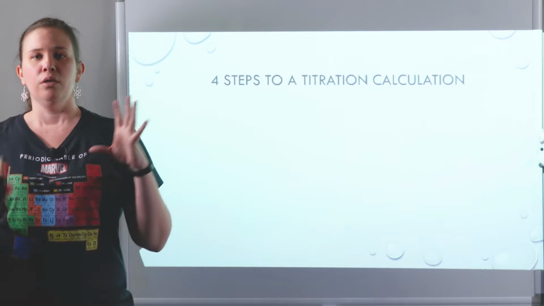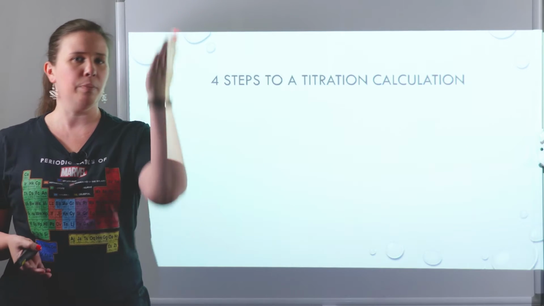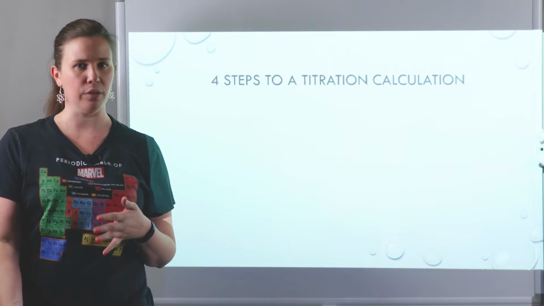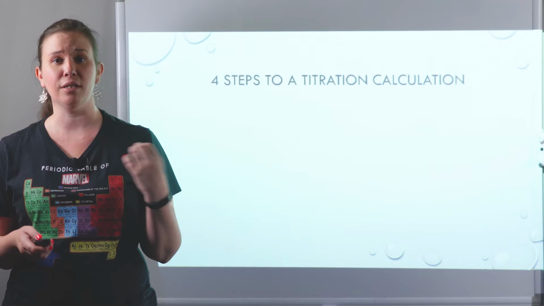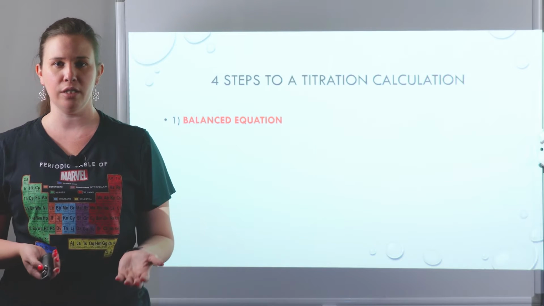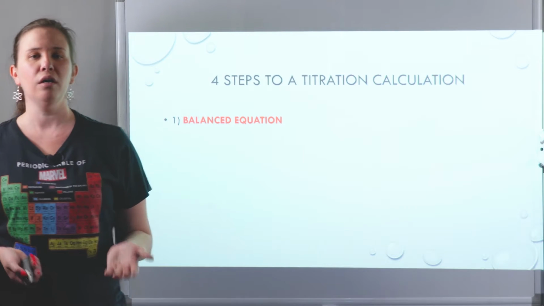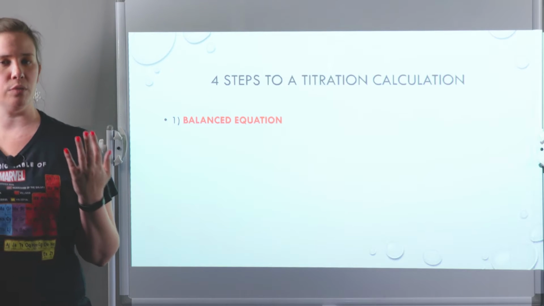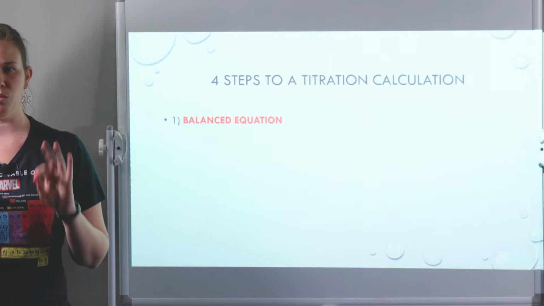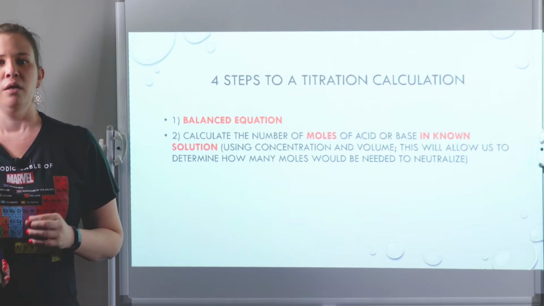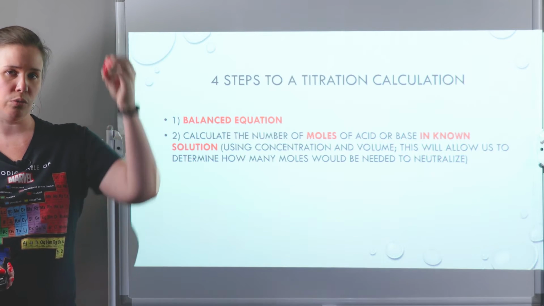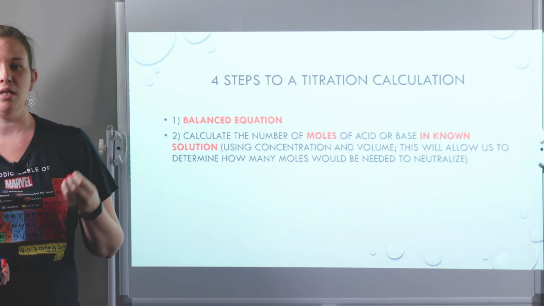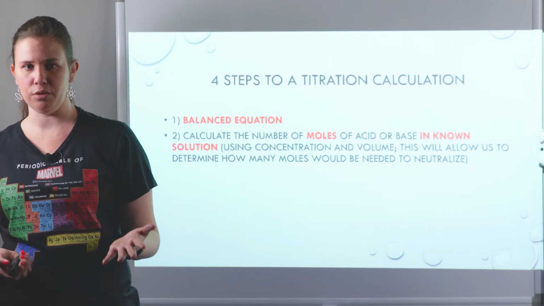All right. Once I have the experiment set up, I run it, I reach my endpoint. What do I do with those numbers? So there are actually 4 steps to a titration calculation. The first thing is you're going to need a balanced equation. Of course you do, which means we're going to be doing a little bit of stoichiometry, just one little mole conversion. Then you're going to look at the molarity and the volume of what you do know, the titrant, and you're going to use that to determine the moles of the titrant.